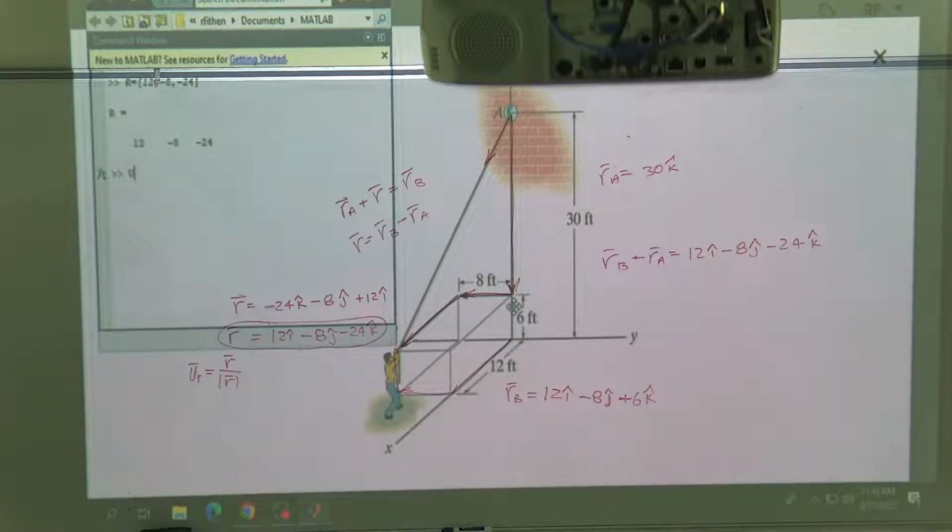So a unit vector would equal R divided by the norm of R. Did I just type... I did that again. Norm of R.